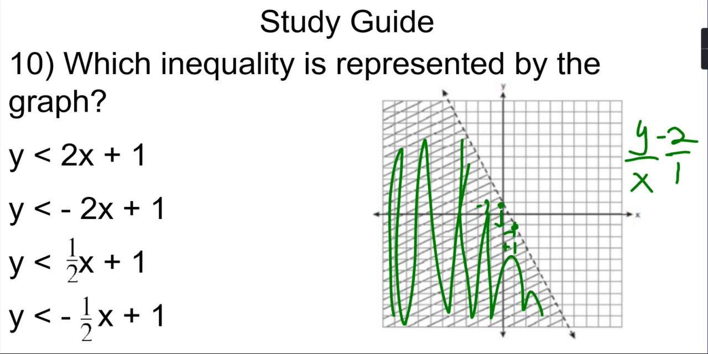So which choice is it? Well, that would be the second choice, right? Because negative 2 is the same thing as negative 2 over 1, right? So that's the one that has the correct rate of change. So that's the correct inequality for this graph.